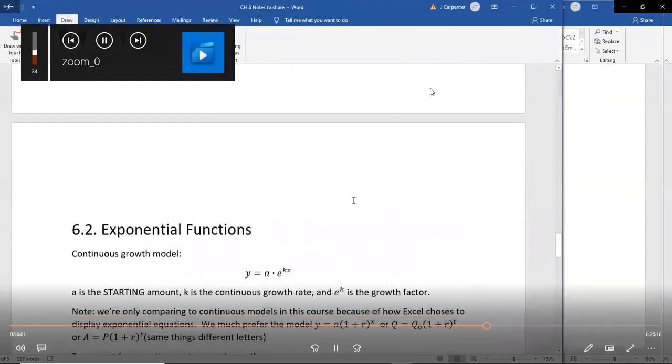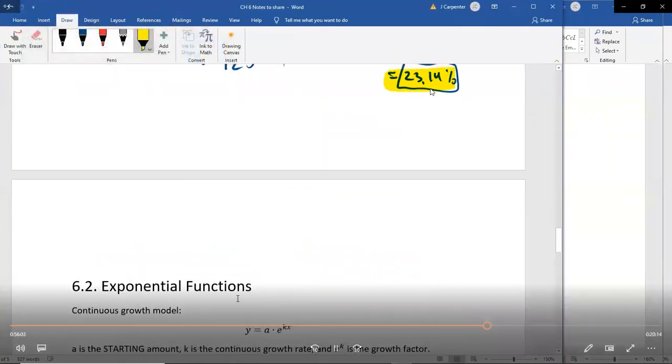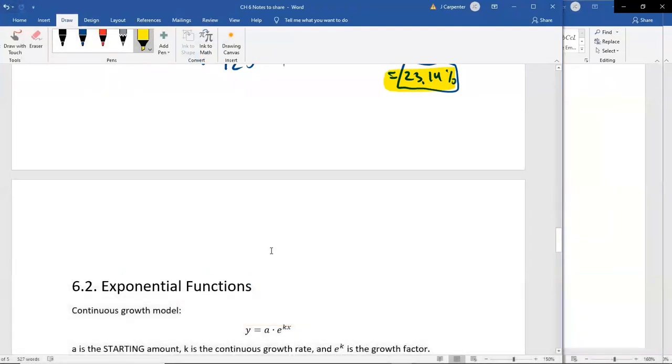6.2, exponential functions. Well, wait a minute, Mr. Beckner, you've already been dealing with exponential functions. Everything you've said in 6.1 has been an exponential function, this constant percent growth. And yes, we have been. Everything from 6.1 was an exponential function. That is a fact of life. So why does the textbook call these exponential functions? I don't know. Sometimes textbooks just name things not too specifically, unfortunately.